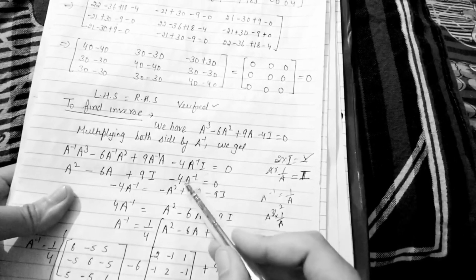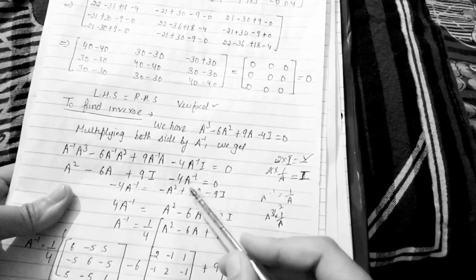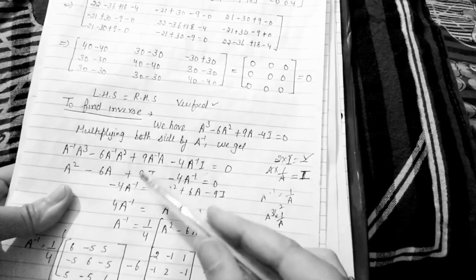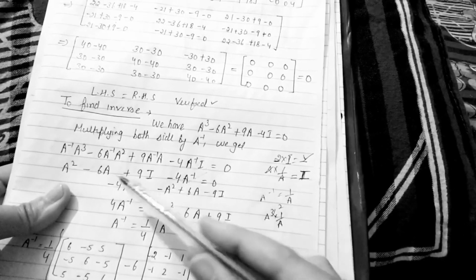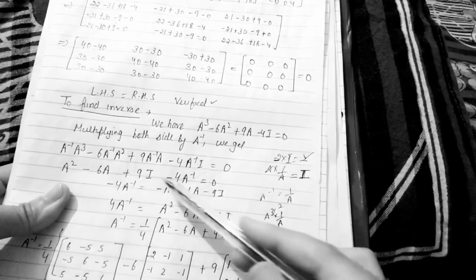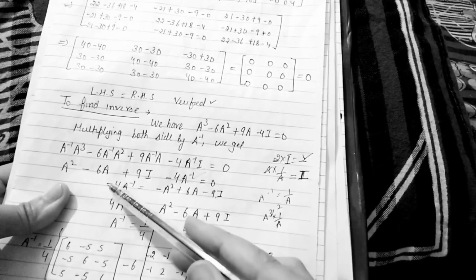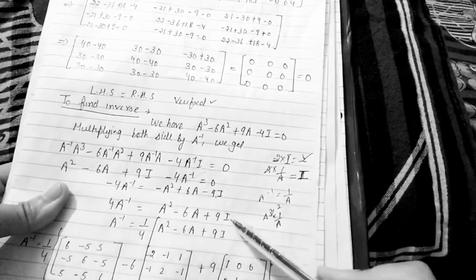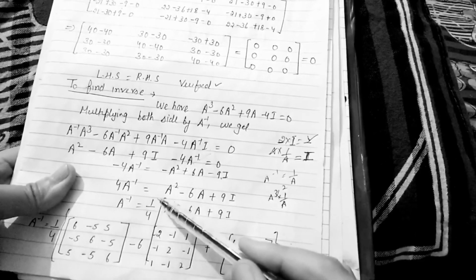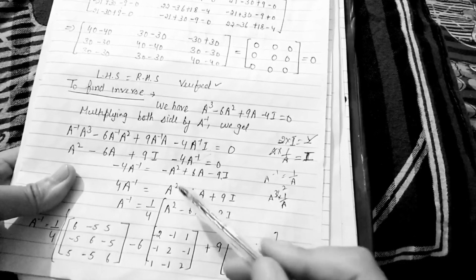So we have to find A inverse. Keeping this value here and taking all the other values to the right hand side, minus 4 is here. I am taking the three terms to the right hand side, right? So taking the minus to the other side, we get this. So A inverse is equal to 1 by 4 of all these values.